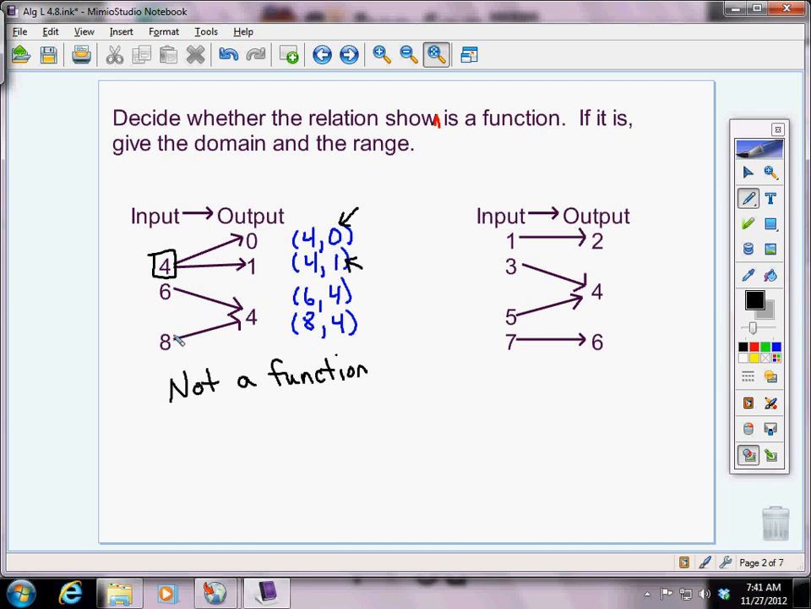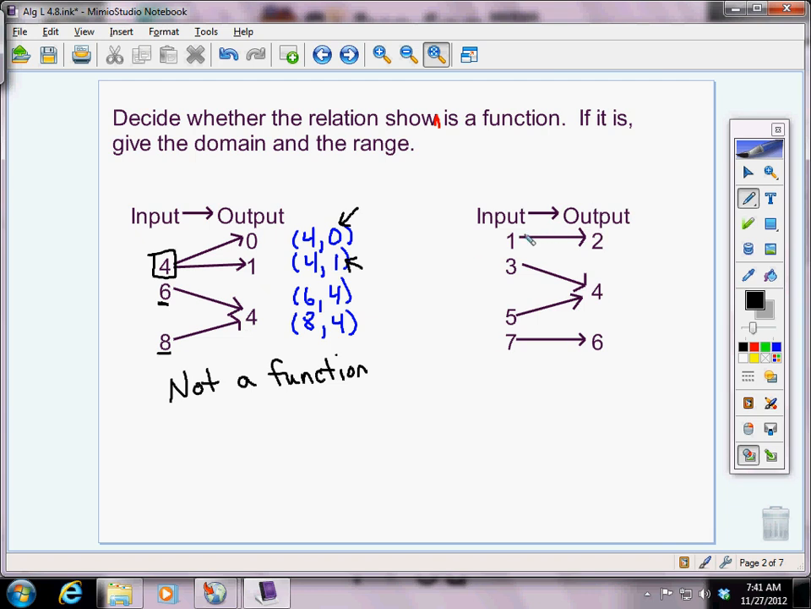Let's talk real quick about the 6 and the 8 here. They both go to the 4, but that's okay for it to be a function. If I input a 6, I get out a 4. Again, think of a calculator. If you input 6 into your function and it gives you a 4, that's okay. If you input 8 into the same function, the same equation, you get out 4, that's okay. Because for every input, there's one output. But an input can't have 2 outputs.